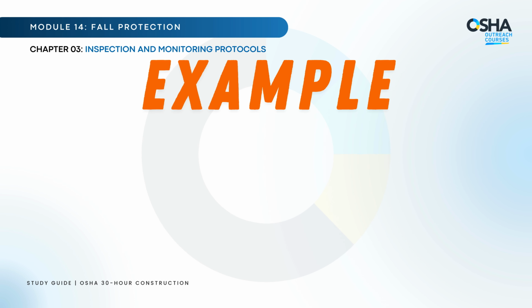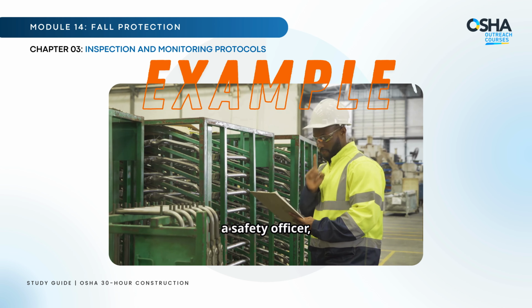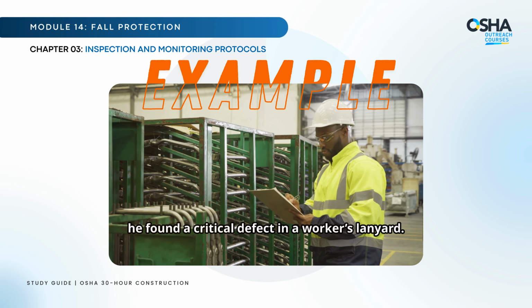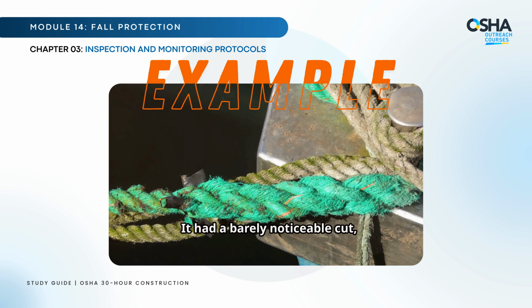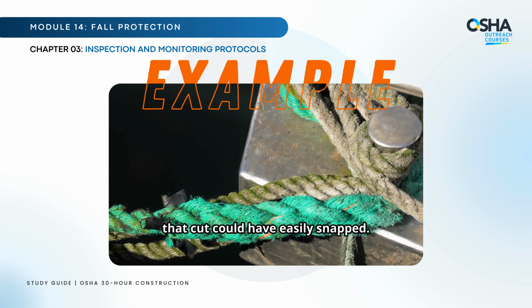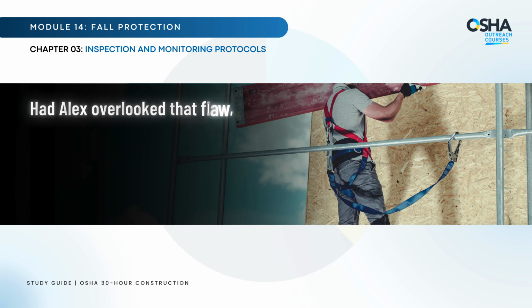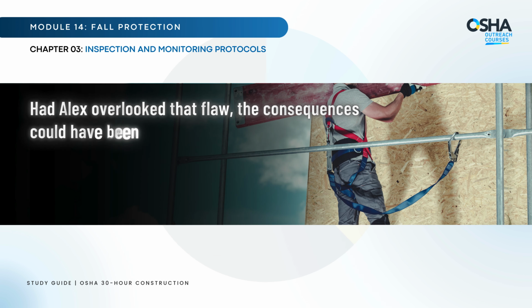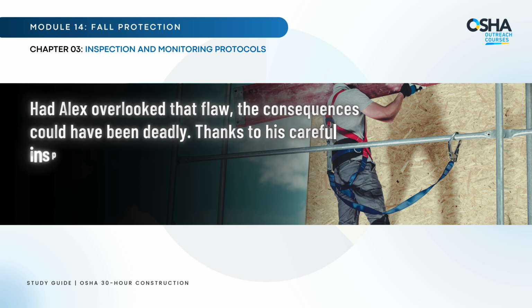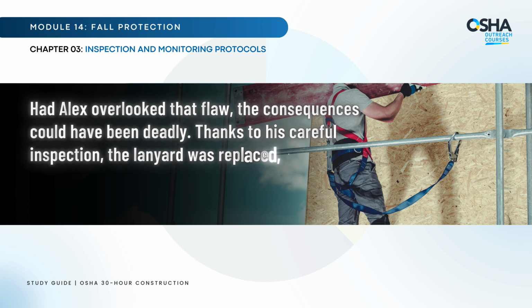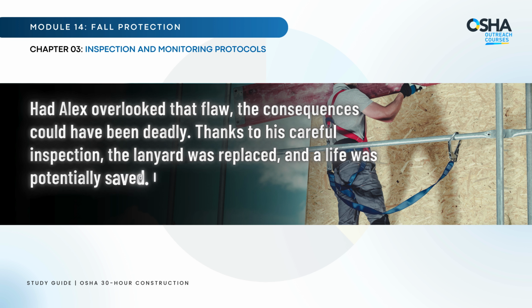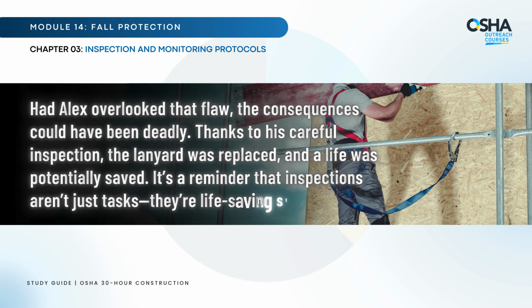Let's look at a real-world example. Alex, a safety officer, was performing a routine inspection when he found a critical defect in a worker's lanyard. It had a barely noticeable cut, but under tension, that cut could have easily snapped. Had Alex overlooked that flaw, the consequences could have been deadly. Thanks to his careful inspection, the lanyard was replaced, and a life was potentially saved. It's a reminder that inspections aren't just tasks, they're life-saving steps.